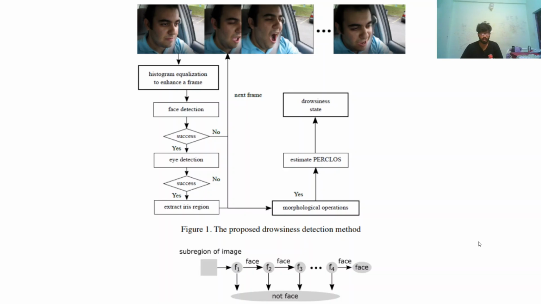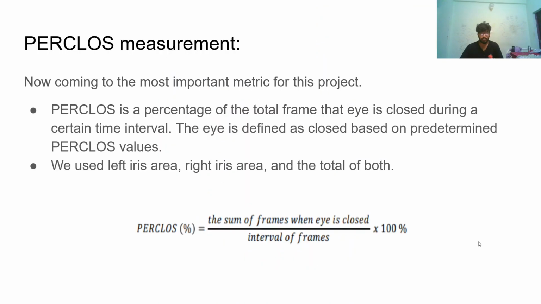So next we do the iris area estimation. Before estimating the iris area, we ensure that there is no noise or small blob within the iris region using the Hampel identifier. Then the area of the iris is estimated as the total number of pixels within the iris region. Next, coming to the major metric for this project, we are using the PERCLOS measurement.